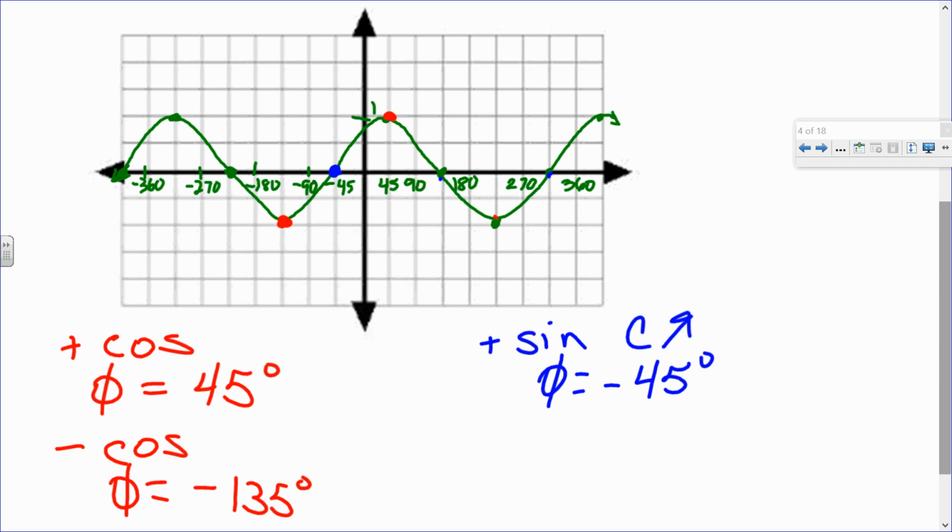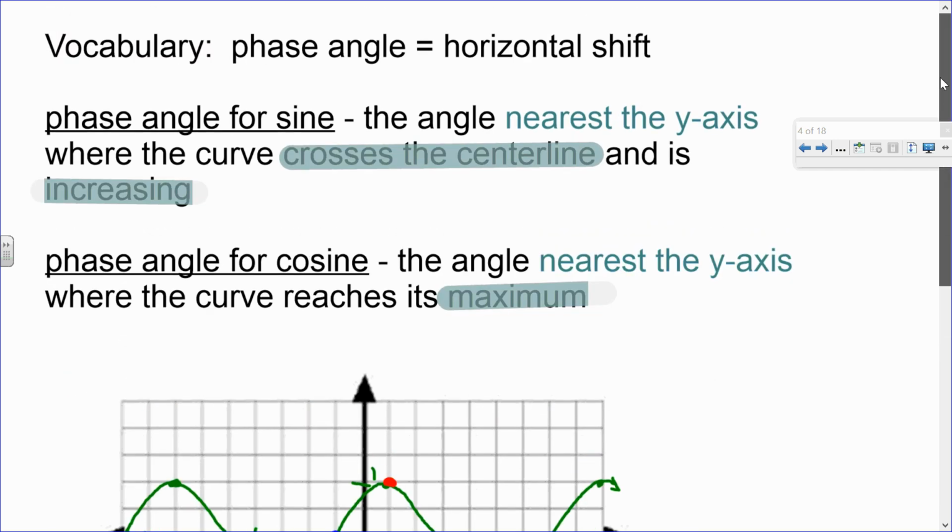Kind of making sense? That's what I had written up here at the top. If it were a positive sine graph, that normally crosses the y-axis at centerline increasing. So I'm looking for the closest centerline increasing point, and however many degrees or radians that is will be my phase angle. A positive cosine normally crosses the y-axis at a max, so I'd look for the closest max to tell me the phase angle. And I illustrated the same kind of thing for minus sine and cosine.